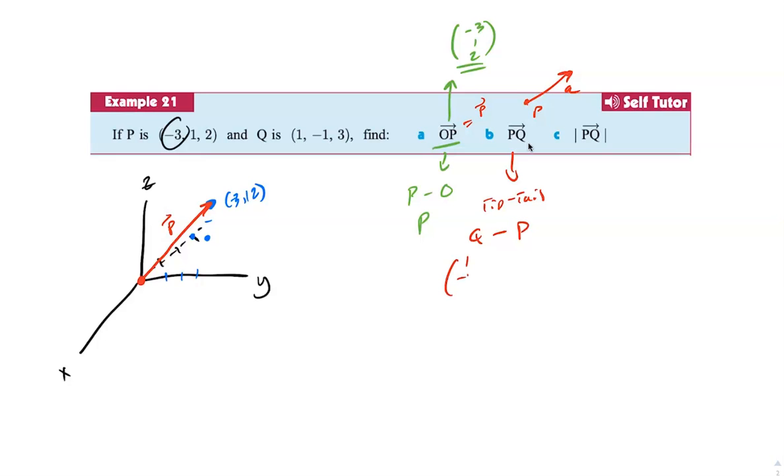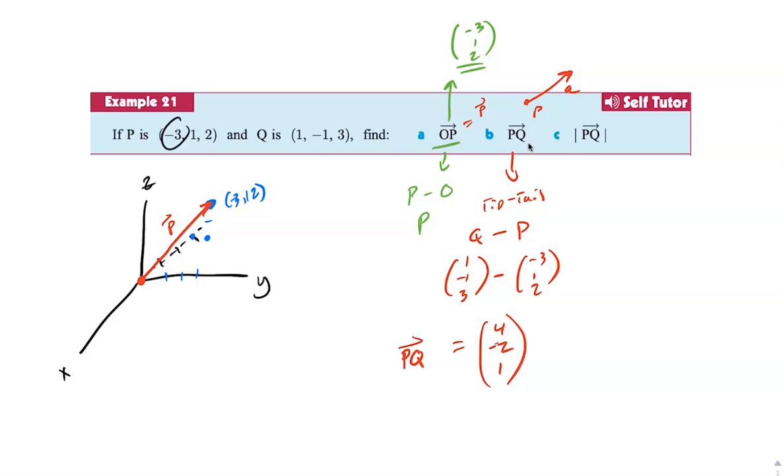Q is 1, -1, 3, and P is -3, 1, 2. So we get 1 minus -3, which is 4. -1 minus 1 is -2, and then 3 minus 2 is 1. So I get the vector 4, -2, 1, which is the vector PQ.